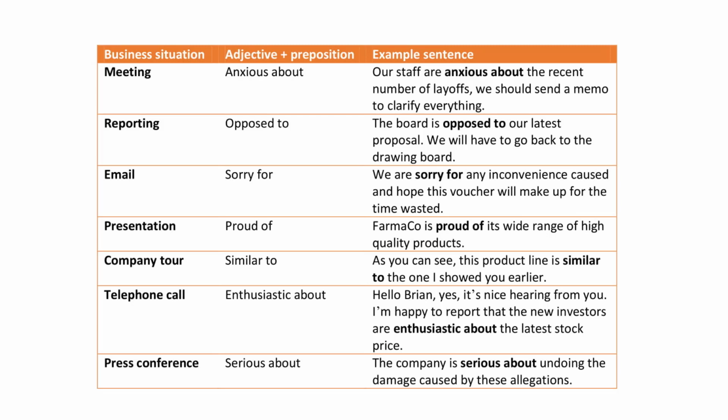And another one, on a company tour we could say something with this adjective and preposition, similar to. So as you can see, this product line is similar to the one I showed you earlier. Alright, let's have a look then at a telephone call. In a telephone call we could use the expression to be enthusiastic about.